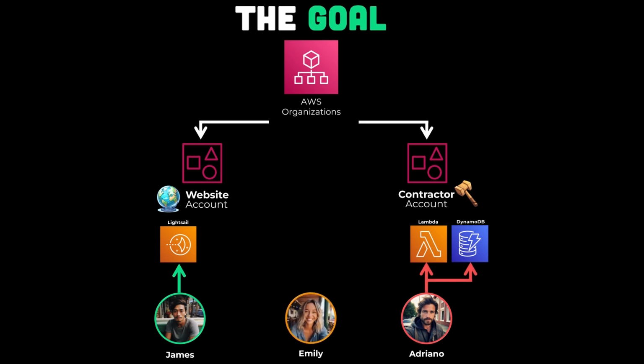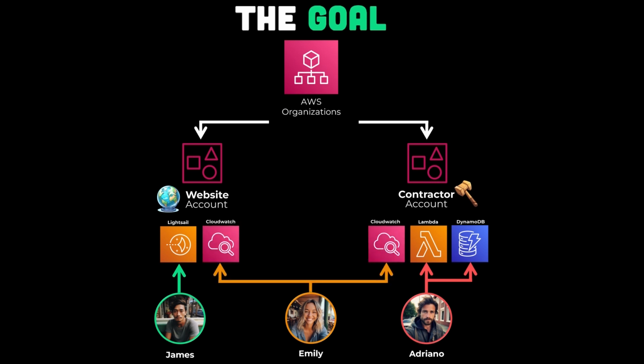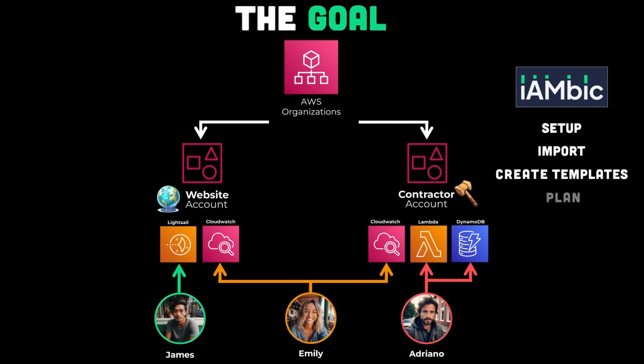Finally, I have Emily. Emily is my DevOps person that keeps an eye on both accounts. I want her to have CloudWatch access to both the website and the contractor account. So this is the goal. To get there, we're going to continue using the Iambic CLI. We've already completed the setup and import steps, and now we just need to create the templates and then run the plan and apply commands to deploy our changes.